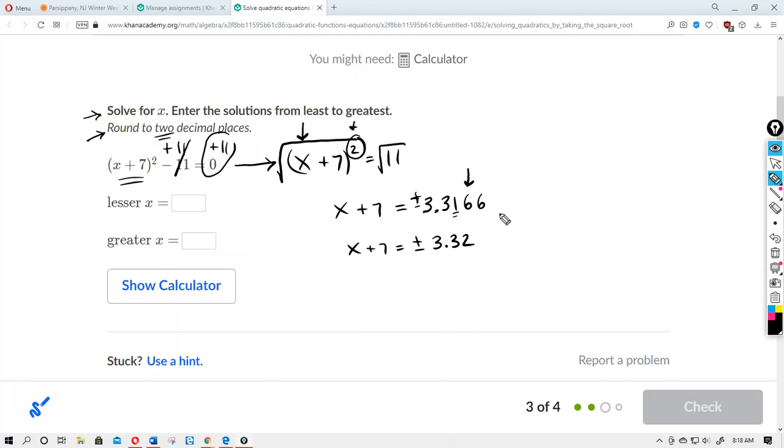Now we have our two equations, okay? So we have x plus 7 equals 3.32, and we have x plus 7 equals negative 3.32. All right, minus 7 on both. The 7's cancel, and x is going to equal 3.32 minus 7, negative 3.68.